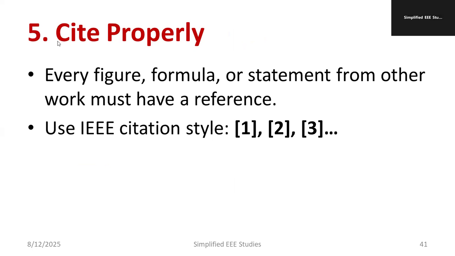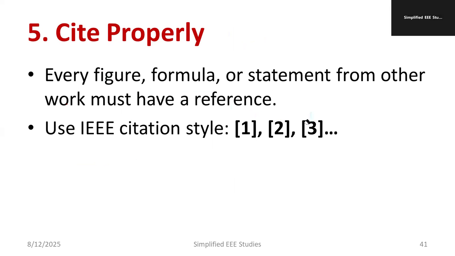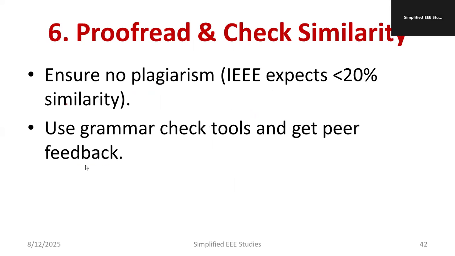Then cite properly. Citation is most important. Every figure, formula, and statement from other work must be referenced. IEEE citation style should be in square brackets: one, two, three. Proper citation is required. Apart from that, citations should be in ascending order, from one to however many papers are cited. Minimum 15 references should be there.